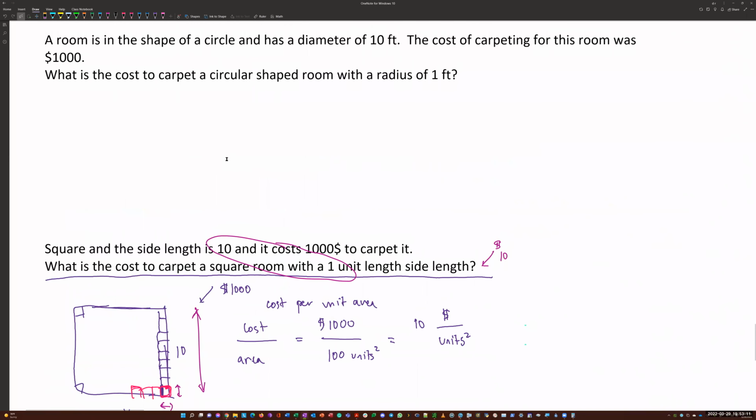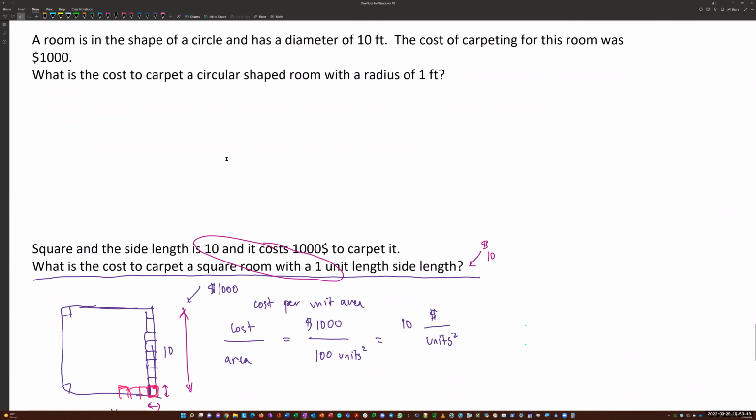All right, so we have a room that's in the shape of a circle. It has diameter 10 feet. The cost of carpeting for this room was $1,000. What is the cost to carpet a circular shaped room with a radius of 1 foot? The cost to do the small one should be related to the cost to do the big one, as the area of the small one is related to the area of the big one.